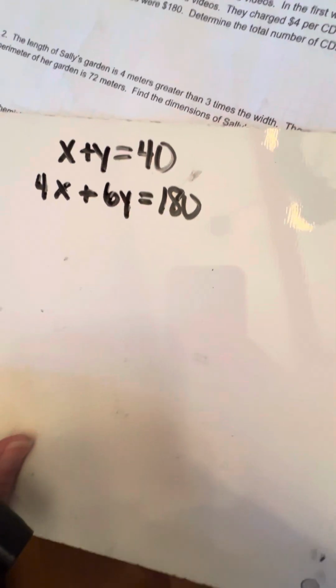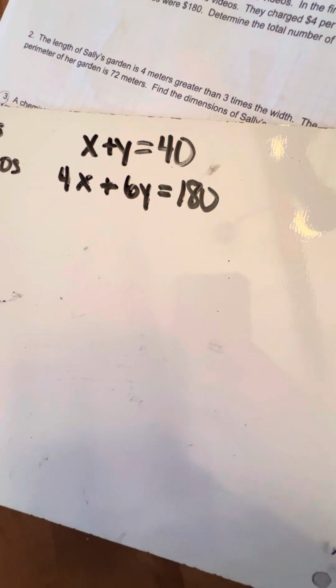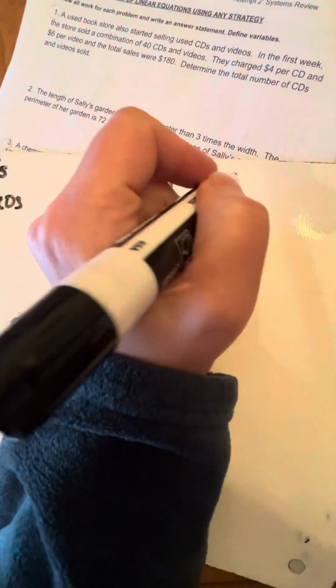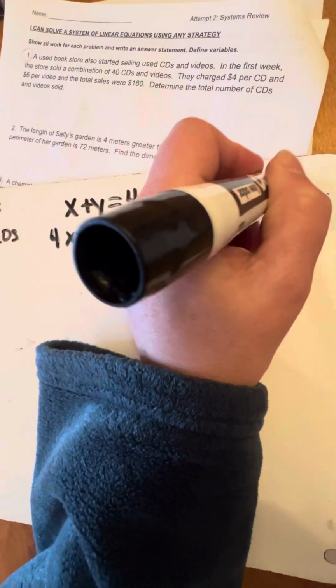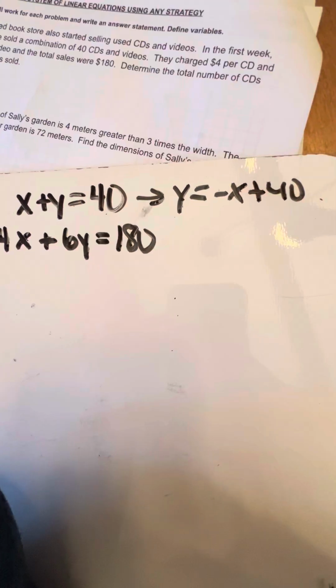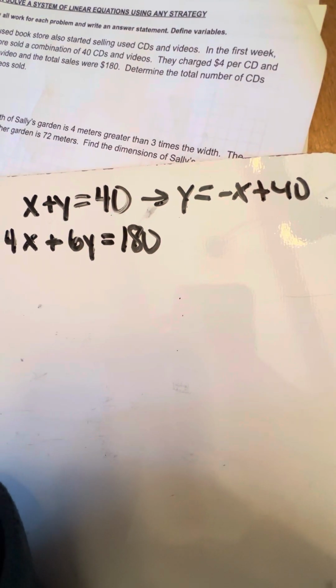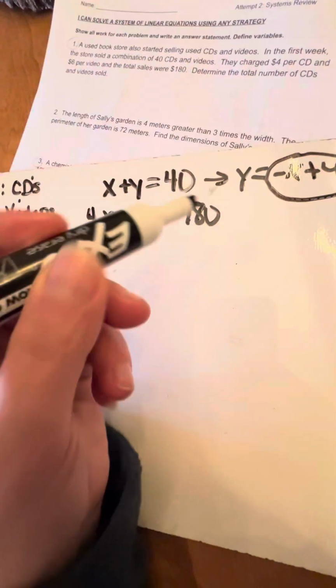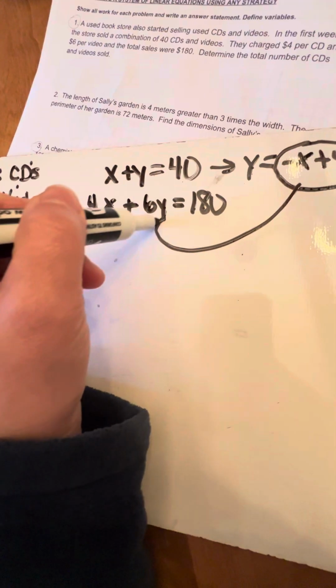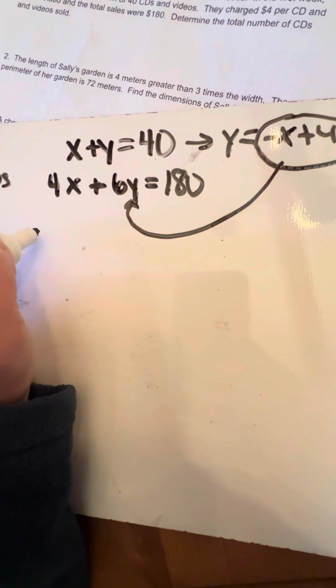When you have one for a coefficient for X or Y, in this case we have that for both, we can just rearrange. So what I'm going to do is subtract X on both sides, get Y by itself. So this is going to end up making Y equal to negative X plus 40. So now that just rearranges to make it like that. Now, what I'm going to do is plug that in over here to the second equation, where Y is, right there. And I'm going to go ahead and rearrange this so that it's rewritten.